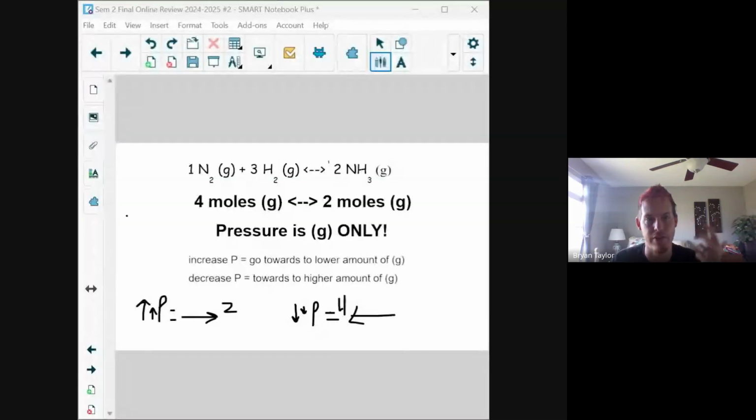Did that answer the questions with Le Chatelier's? Yeah. Sweet. And again, that's on the test a little bit for tomorrow. And I am curving the test if I haven't told you yet. I'm going to curve it.